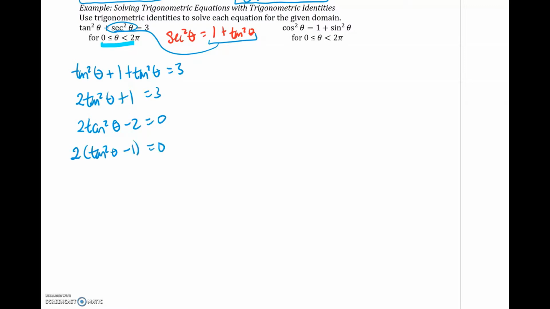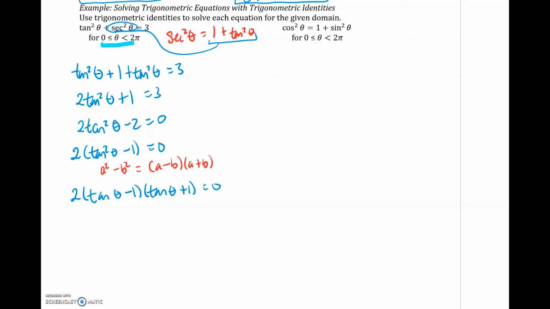And then I have a difference of 2 squares. So if you've forgotten, this is that a squared minus b squared shortcut, where we get a minus b times a plus b. Here a is tangent theta and b is 1. So my factored form is tangent theta minus 1 times tangent theta plus 1 with that greatest common factor of 2 right up in front. And then we can go ahead and solve.